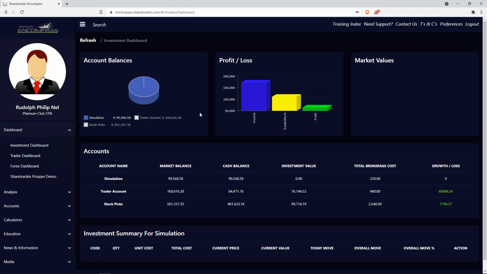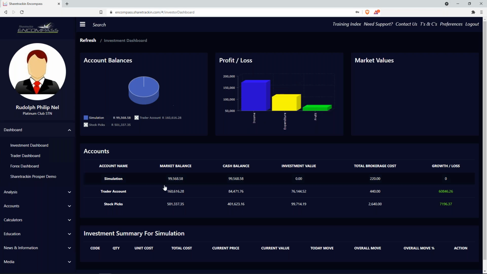Okay. Then you get your profits and your losses. So profits and losses will give you your income, your expenditure, and then your profit that you've made so far on that one account. For instance, I've got the simulation selected, and it shows me my income, expenses, and profits that I've made. So income is the money that came in so far, the expenditure, what I've paid on my shares, and then the profit that I've made so far.